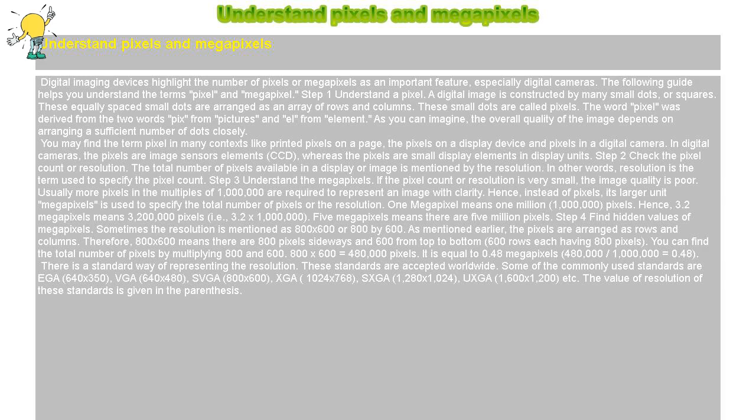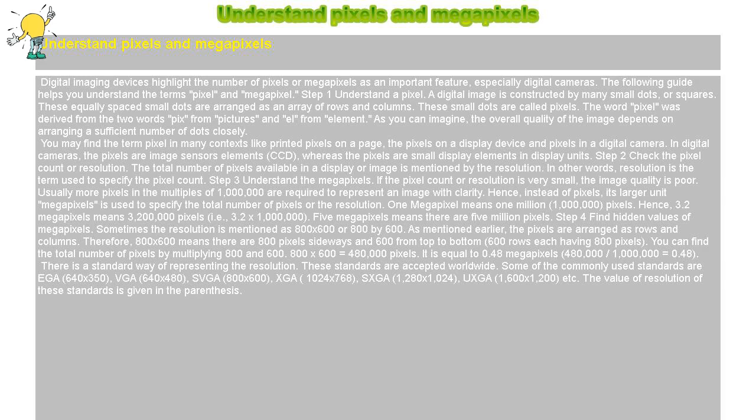Step 4. Find hidden values of megapixels. Sometimes the resolution is mentioned as 800 × 600. As mentioned earlier, the pixels are arranged as rows and columns. Therefore, 800 × 600 means there are 800 pixels sideways and 600, from top to bottom, 600 rows each having 800 pixels.